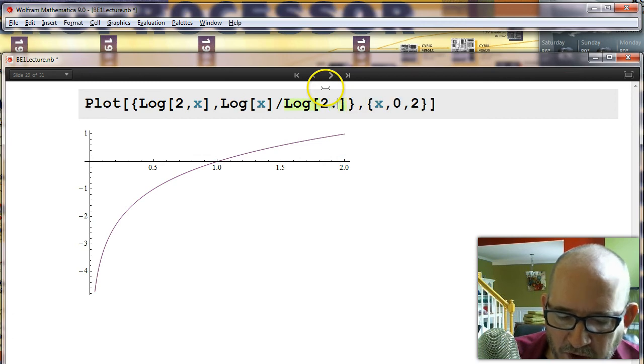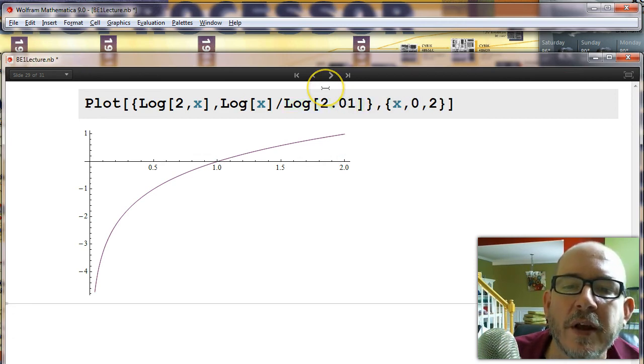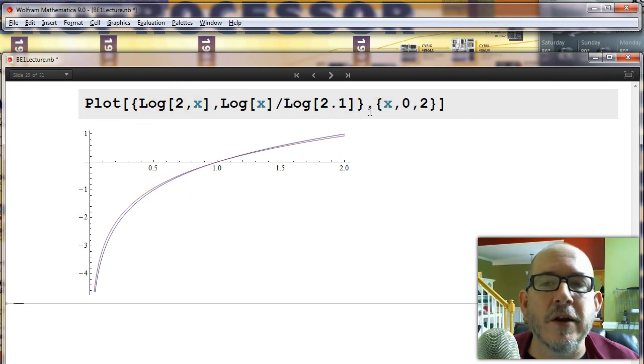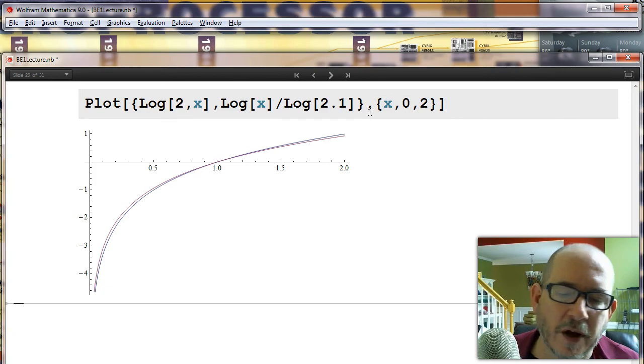If I just change this ever so slightly, we can see, well, even that much, it doesn't change that much. Let's try the base a little bit different. There it goes. So if I take log 2.1 instead of log 2, dividing by that constant, it throws that off just a little bit. So we're visually verifying that this identity works for one case. Beautiful stuff. Hope that helps.